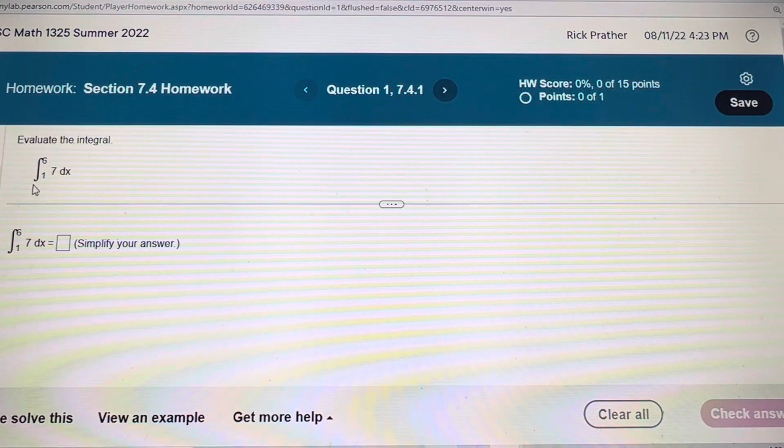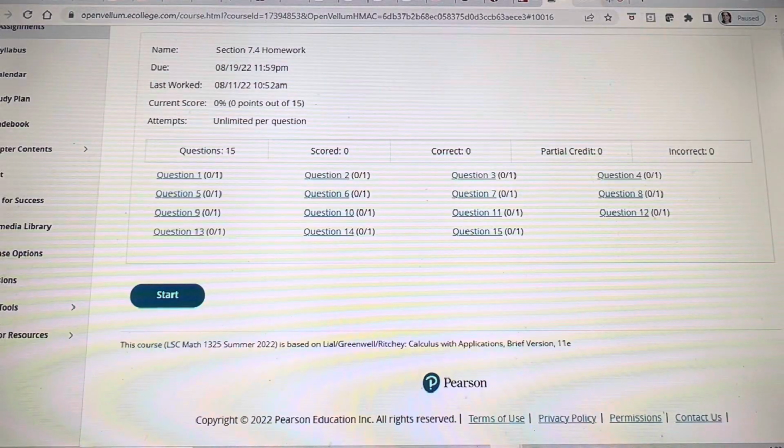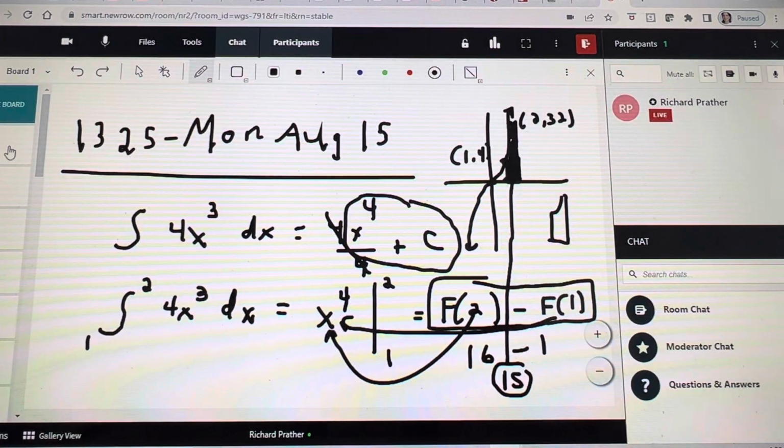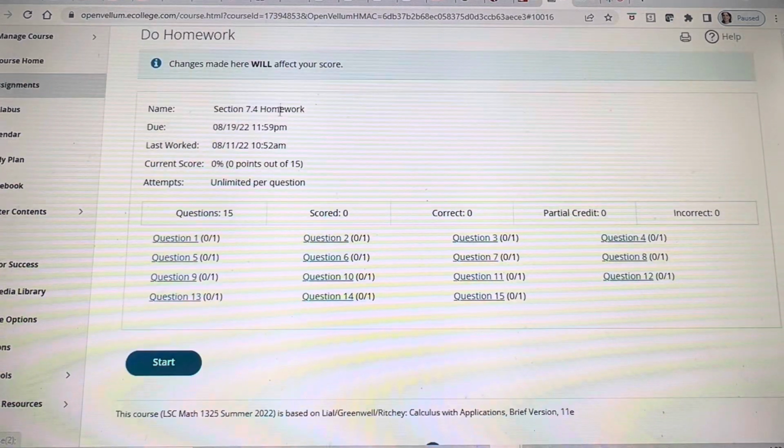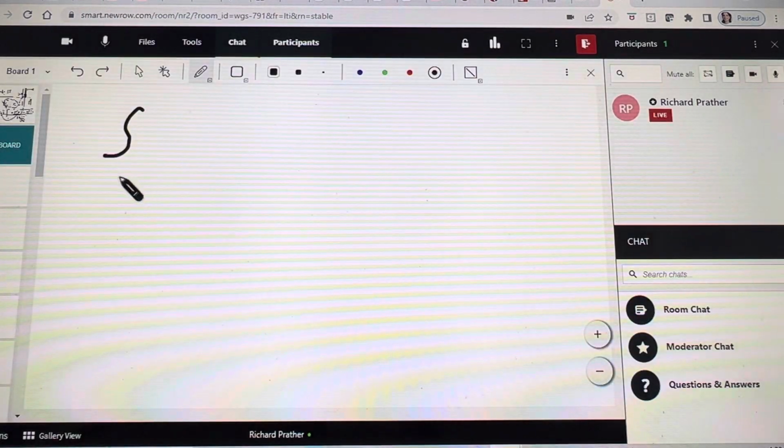Evaluate the integral, and notice they have 1 and 6 at the two limits, which were never there before. So in section 7.4, you always go between the curve that's given to you and the x-axis. But then the next section, 7.5, you'll actually go between two different curves, and the x-axis may not be involved at all.